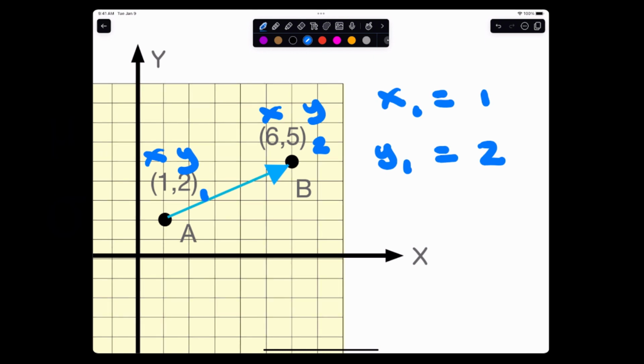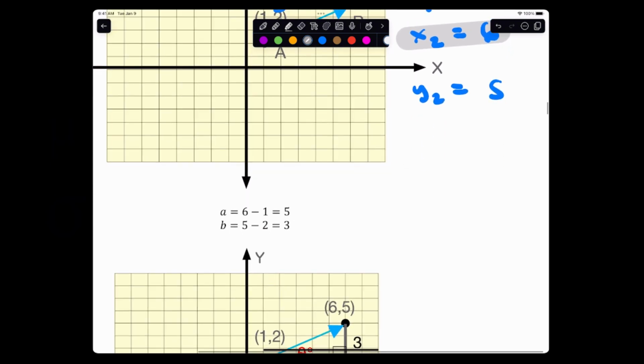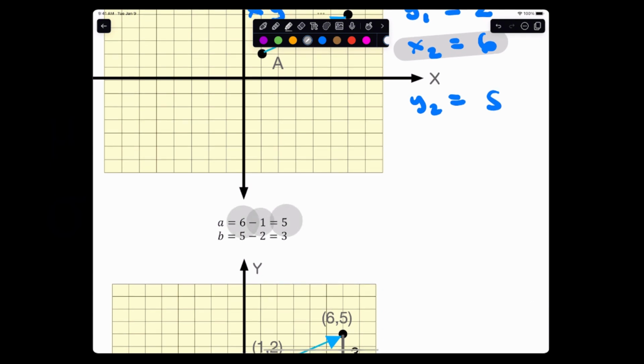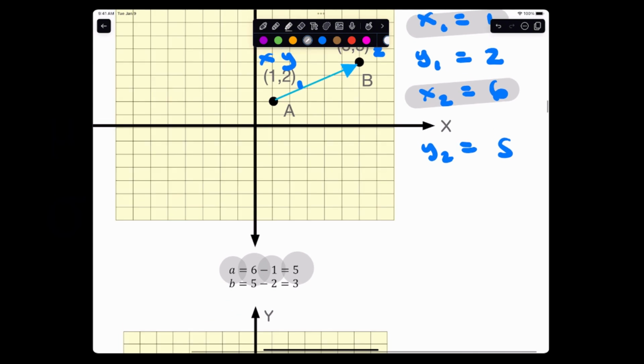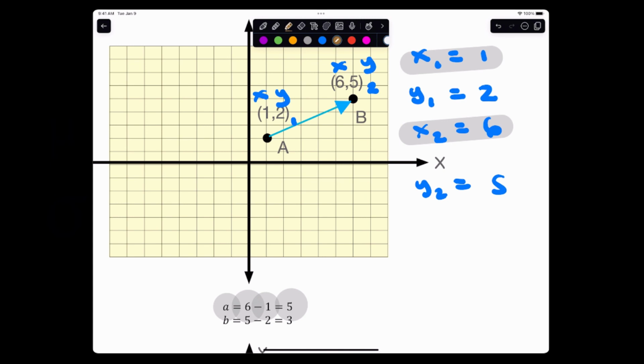Now what about the second point? X2 is what number? What's X2? Uh-oh, how are you going to read that to get the component form? 6, good. What is Y2? Good. Look at that, ladies and gentlemen. So you're going to use the definition. Take your 6 minus 1, and that's why I have that here. 6 minus 1 will be 5, ladies and gentlemen. So A is 5. And then similarly, you have what?